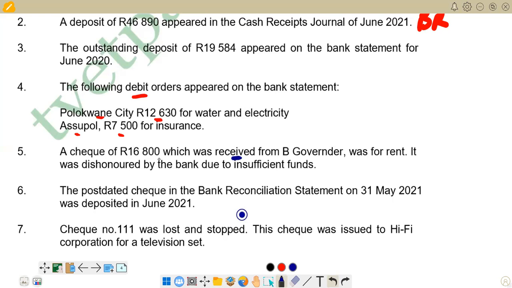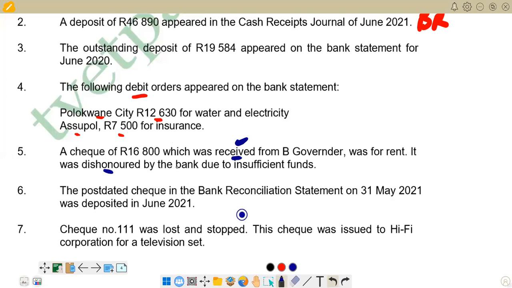And when this check really reached the bank, it was dishonored. So it means in the bank it wasn't processed, so it's not going to affect the bank reconciliation, because in the bank statement it's not there. It wasn't processed, but in the journals it was there. So we need to remove it. It was recorded under the cash receipts journal as if we received it.